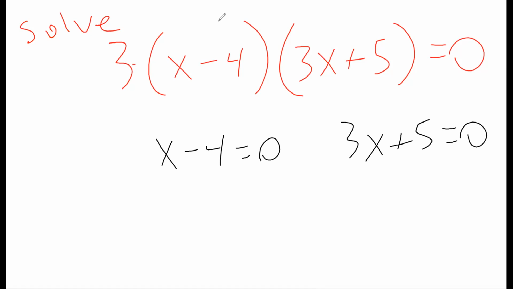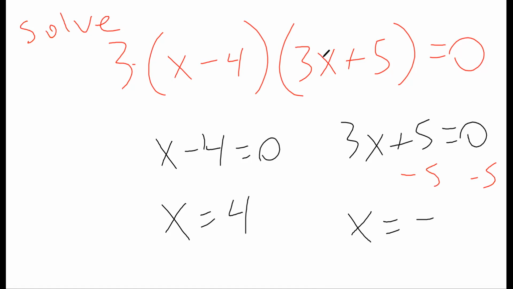Over here, x minus 4 equals 0. Add 4 to both sides. You get x equals 4. Over here, 3x plus 5 equals 0. Challenge accepted. Subtract 5, and then divide both sides by 3. So you'll get 3x equals negative 5. Divide by 3, and you'll get x equals negative 5/3.